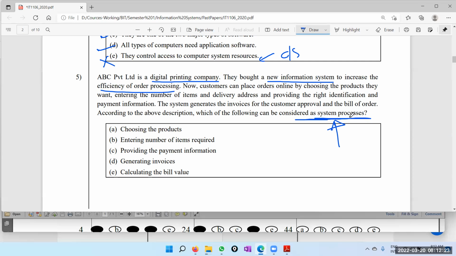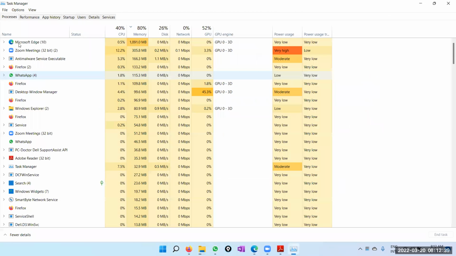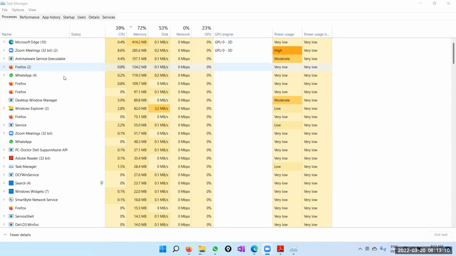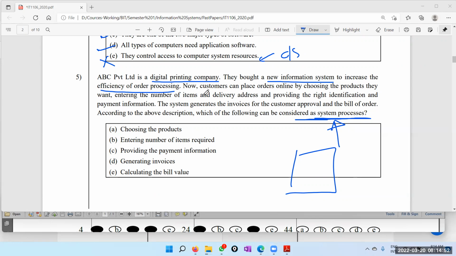Because when it comes to system processors, we use this word in the computer system also. For example, if you go to your task manager, here you have the processors, and these are the system processors. So many system processors are running. Because this is something you are really familiar with, you feel like system processors are all those running programs. But this question has been asked in a different context. That is one meaning in a computer system.